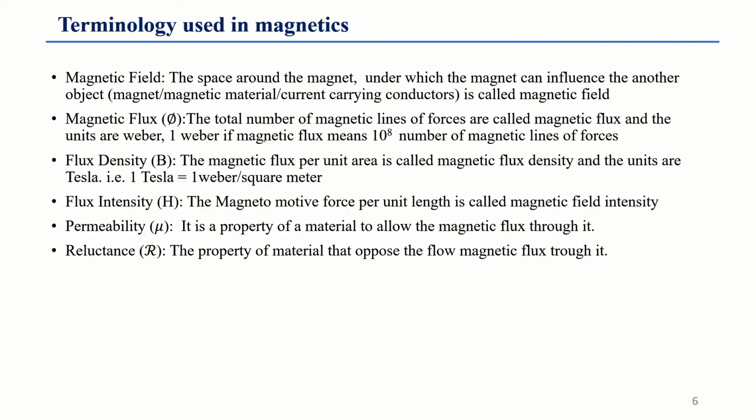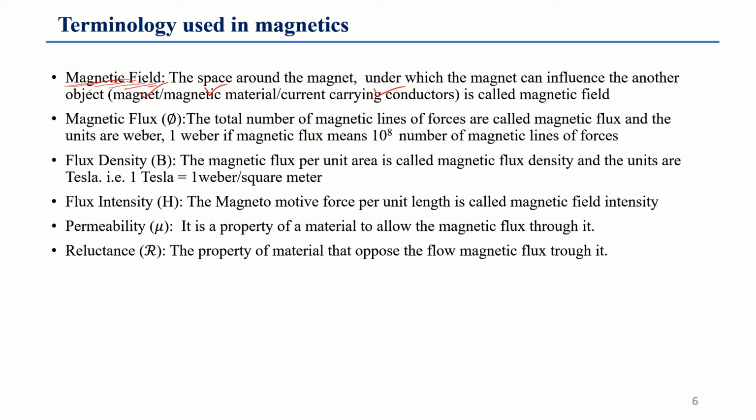So here is some terminology about the magnetic field. The main thing is the magnetic field. So what is a magnetic field? The magnetic field is the space around the magnet under which the magnet can influence other objects, either a magnetic material, a permanent magnet, or a current carrying conductor. And don't worry, I will give you a better explanation in the next lecture.